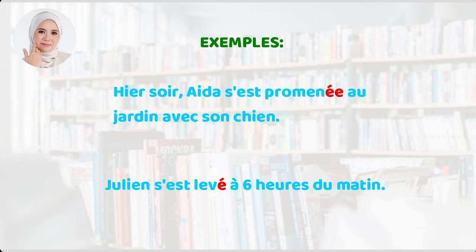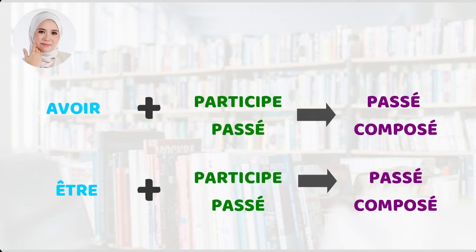Now, to sum up, for the verb in passé composé, two components are needed to form the French passé composé. Look at this. The first component is the auxiliary, avoir or être. You have to choose either avoir or être. The second one is the past participle.